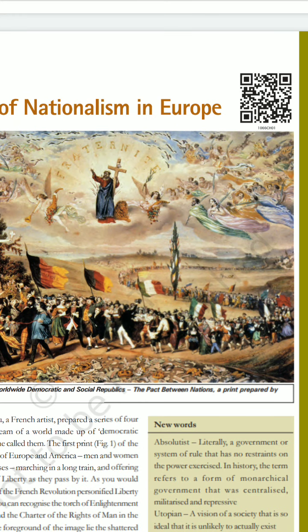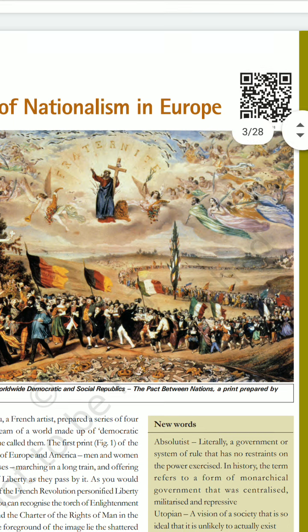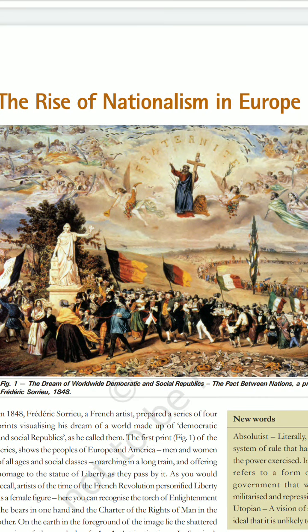In this picture, Frederick Sorrieu has a vision about what the world will be in the future because of what he had seen in the past. As per this, a few nations like the United States of America and Switzerland both passed this statue of liberty, which is holding a torch of enlightenment in one hand, and in the other she has the Charter of Rights of Man.